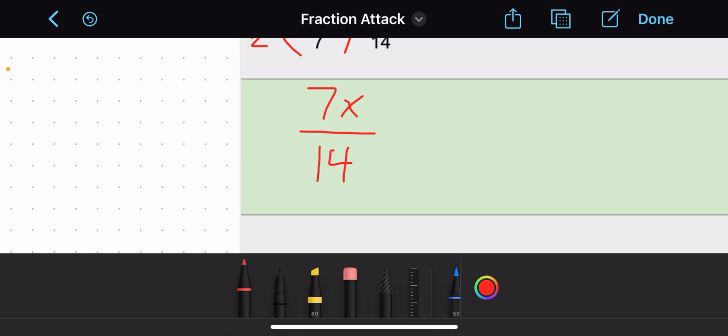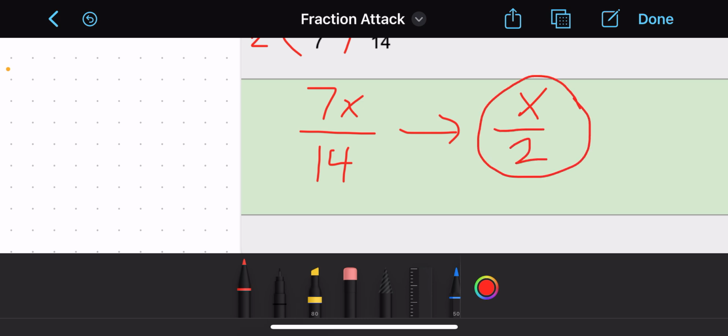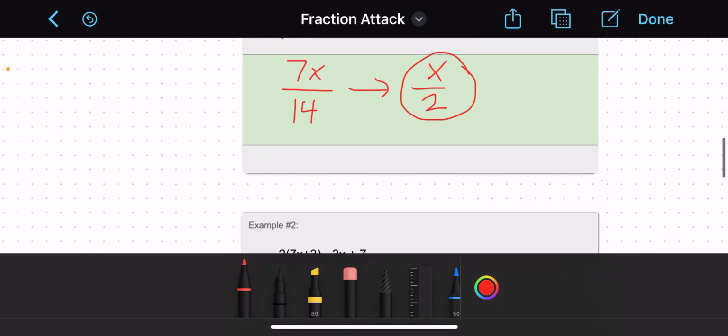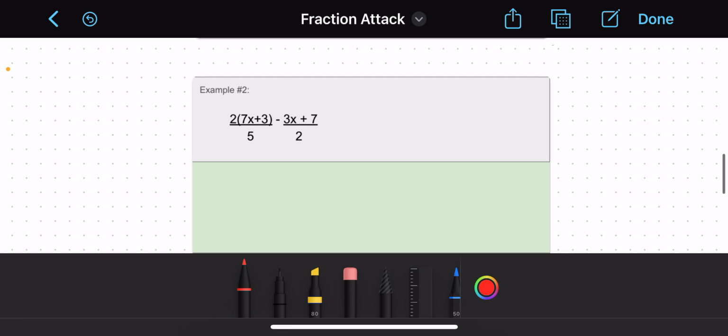This already looks a lot better, but I also noticed that 7 and 14 can both be divided by 7, so I can simplify this even further to make it x over 2, and that is going to be my simplest form for this one. So it started as 2 separate fractions being added together and ended up as x over 2. Now your final answer might not always look that nice, so let's take a look at another example here.